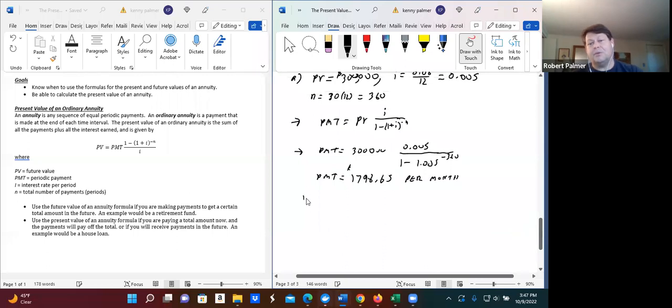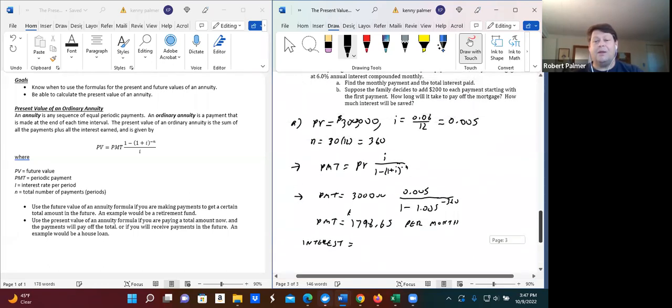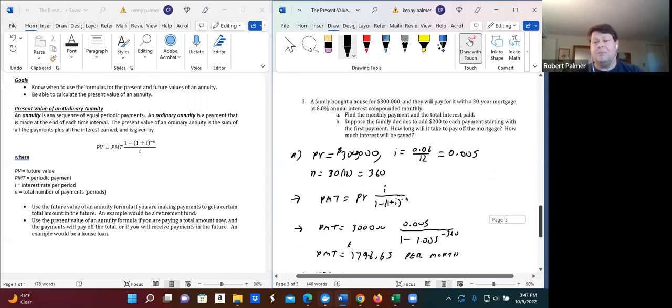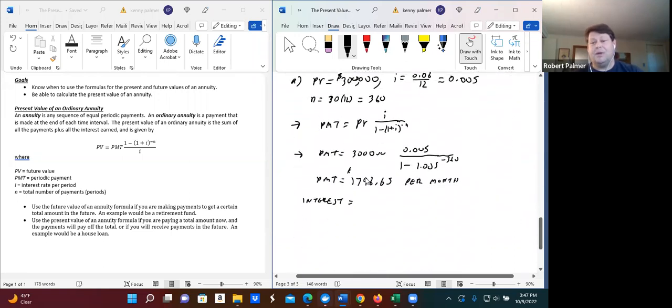So the total interest, basically as we compare that, if we do 360 of these payments, then subtract the present value. That's going to be the total of the payments. Okay, so then minus the present value.